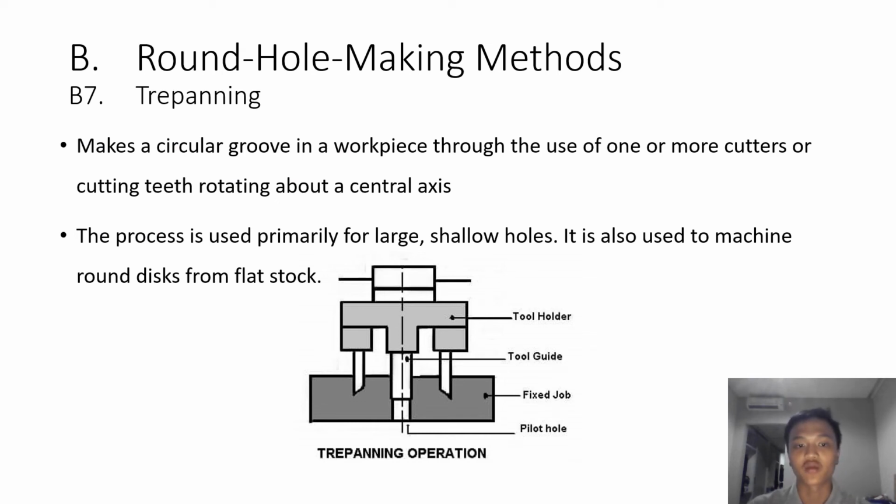Trepanning makes a circular groove in a workpiece through the use of one or more cutters, or cutting teeth, rotating about a central axis. The process is used primarily for large shallow holes. It is also used to machine round discs from flat stock. This is the illustration of the trepanning operation.